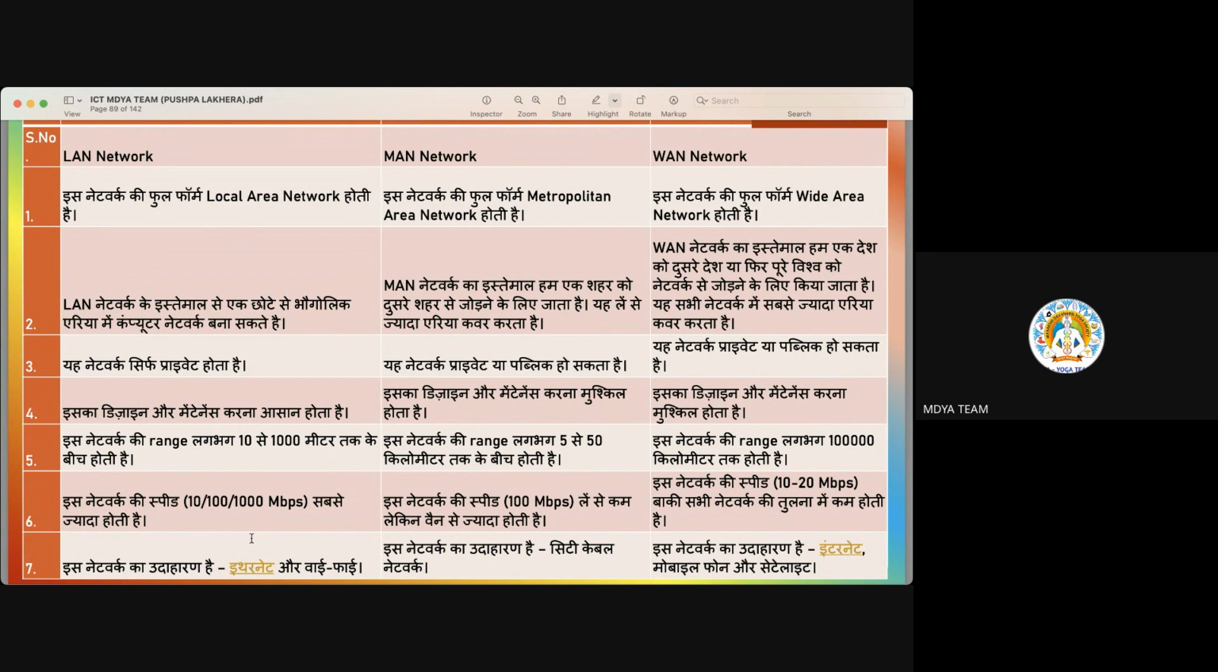Examples are given, like the Wi-Fi we are using. You can't use Wi-Fi after a few meters, a few tens of meters. If you are away from that modem, you can't use that internet. Ethernet is there, and here MAN network, it is city cable network, it is through the cable. And WAN is our internet which we use, that mobile phone which is always connected to the server. And then satellite system, that covers a wide area.